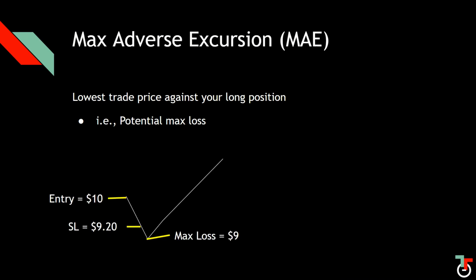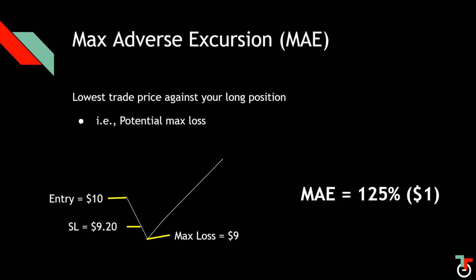Let's say you have an entry at $10 and your stop loss is set at $9.20, but your max loss, had you not had a stop, would have been at $9. So this means that your MAE was 125% or a dollar.